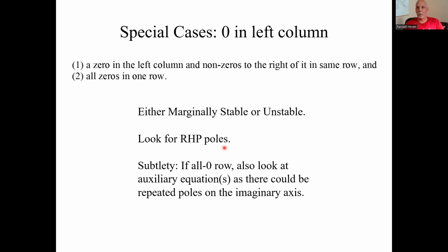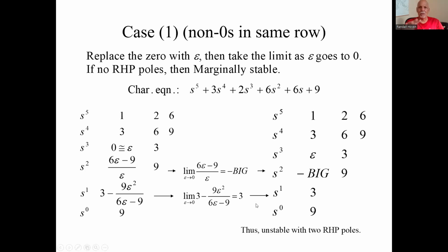You should look for right half plane poles, because if you find any by using the Routh criteria, then it's not stable. And a subtlety is if you get an all zero row, you really should look at the auxiliary equation if it turns out to be in a row higher than s to the 1. Because that could mean repeated poles on the imaginary axis, and these guys are kind of hard to find.